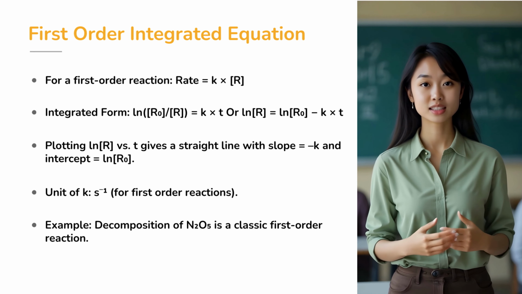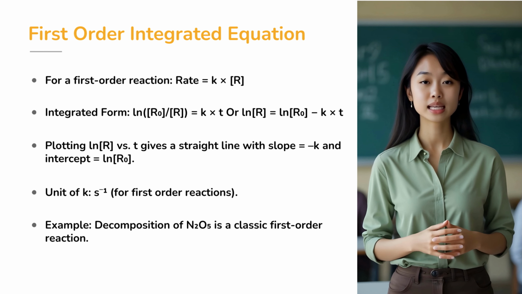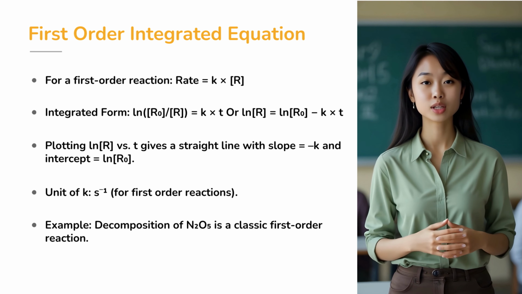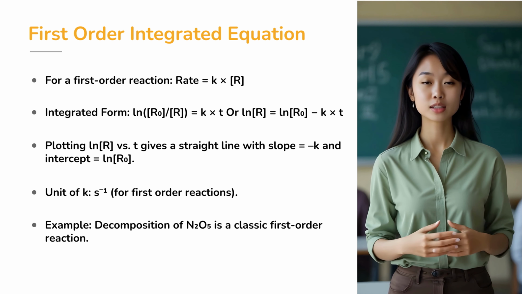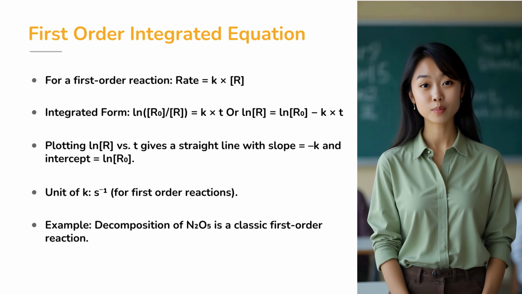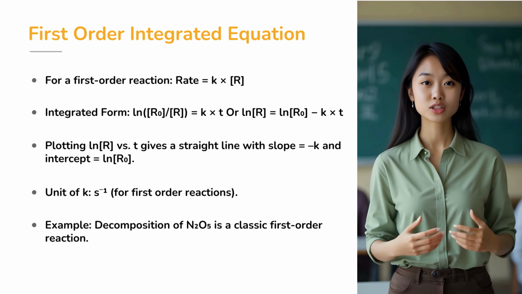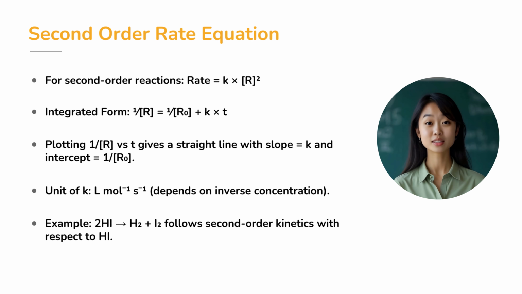You'll see the reactant decaying exponentially, but when we transform it into a logarithmic scale, the line becomes perfectly straight, making it easier to analyze. In real-life applications, this equation is used extensively in radioactive decay, pharmacokinetics, and environmental chemistry, where concentrations drop gradually over time. Let's discuss the second-order rate equation.